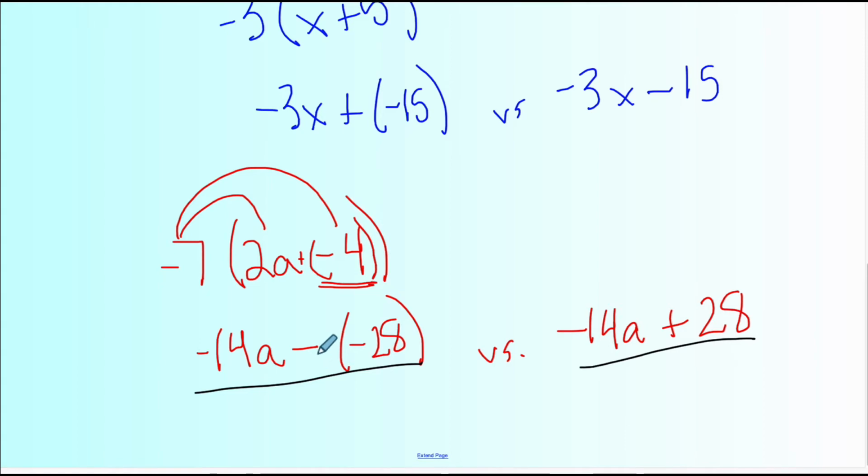But you can rewrite subtraction as adding the opposite, so plus, and then the opposite of negative 28 is positive 28. So either way, both of these expressions are correct. They both mean the same thing. That is a quick refresher on distributive property.